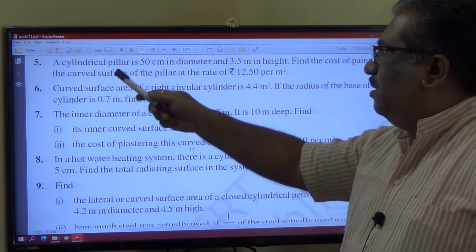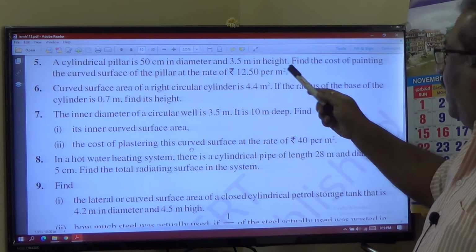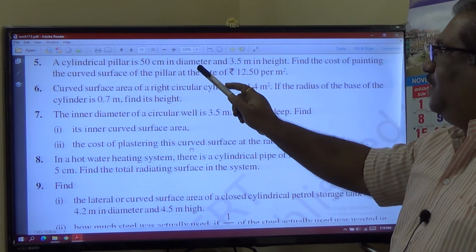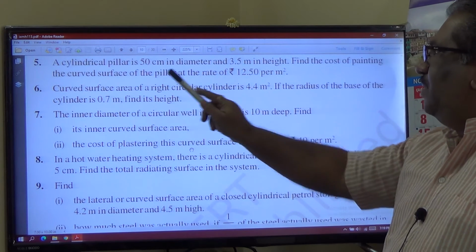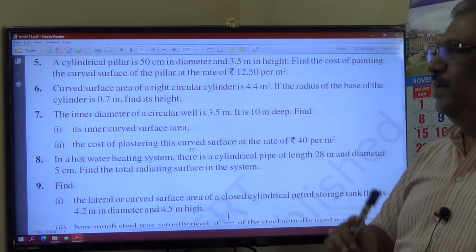Question number 5. A cylindrical pillar is 50 cm in diameter and 3.5 meter in height. So the cylindrical pillar's diameter is given and height is given to you. But the only thing is, here it is in centimeter, here it is in meter. Make sure you maintain the homogeneity of units.